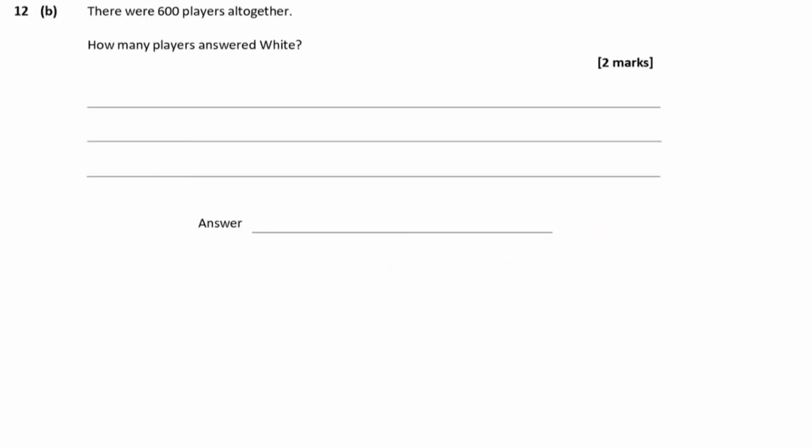Question 12b. There are 600 players altogether. How many players answered white? Now I know out of a total of 360 degrees, then white, so this was total, wasn't it? So total to white, if I do it as a ratio, so then out of my total of 360 degrees, 75 degrees was white. Okay, so then what I want to know is if I change this to 600, what would the number be here? Now the easiest way to do this is what we call the unitary method, going via 1. So I don't know what that number is there.